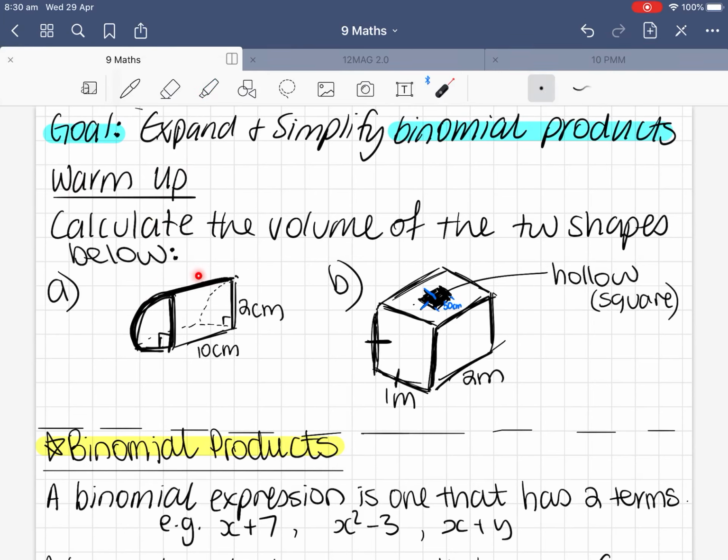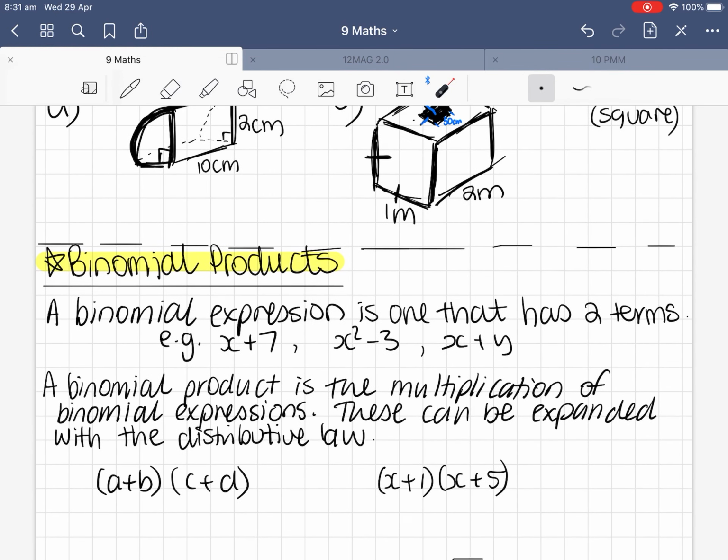We're going to start the lesson with a warm-up where I want you to calculate the volume of these two shapes here. And I want you to upload your working to OneNote, thank you. So in case you can't understand my drawings, this is a quarter cylinder. And this here is a prism with a small rectangular prism cut out of it. So a small square-based prism. So please take the time now to do those warm-ups to calculate the volume of those two shapes.